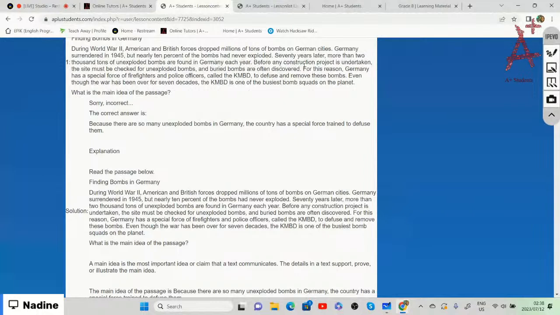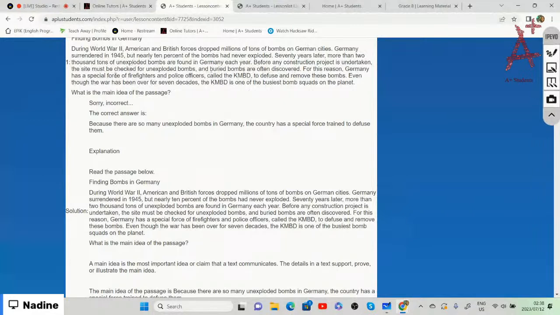Okay. Before any construction project is underway, the site must be checked for unexploded bombs, and buried bombs are often discovered, right? For this reason, Germany has a special force of firefighters and police officers called the KMBD. Another main idea can also be that Germany has special forces of firefighters and police officers called the KMBD.